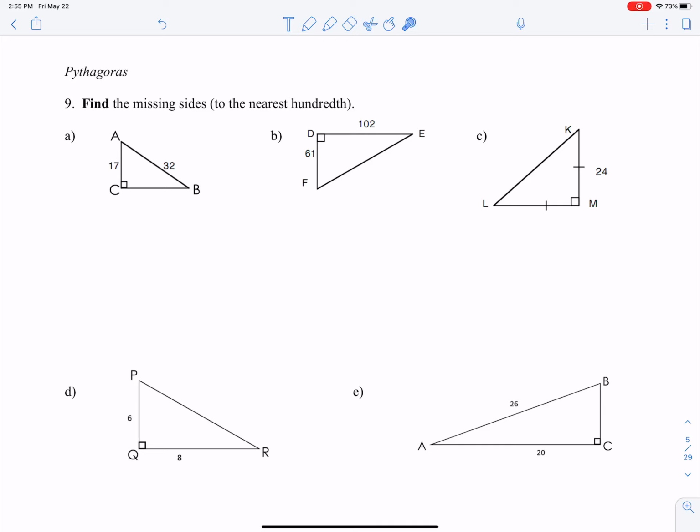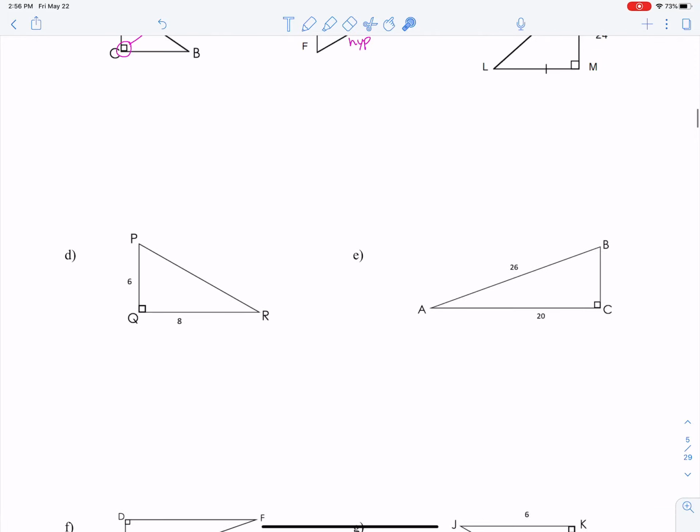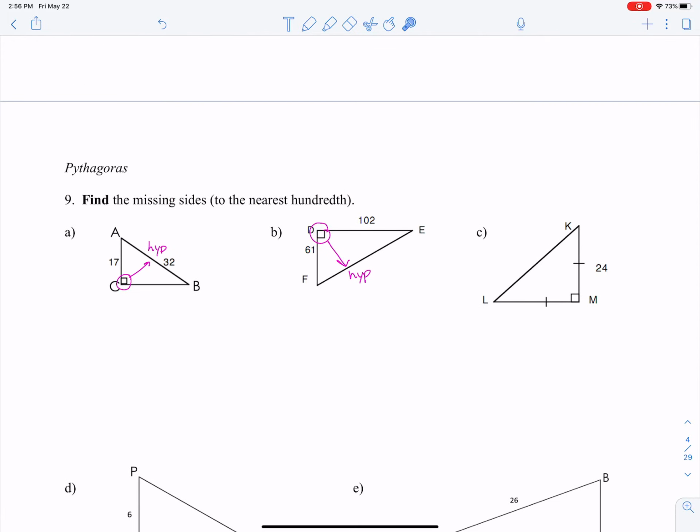So here you're solving for one side. Sometimes that side is going to be your hypotenuse. You always do this as a first step, find your hypotenuse. So in this case, this is going to be your hypotenuse. So you're solving for either A or B. You can call it what you want. In this one, the hypotenuse is the unknown. So you have an A and a B, and you're solving for your C. So you're going to find the hypotenuse for those questions, up to G. And then that's it for this first section.